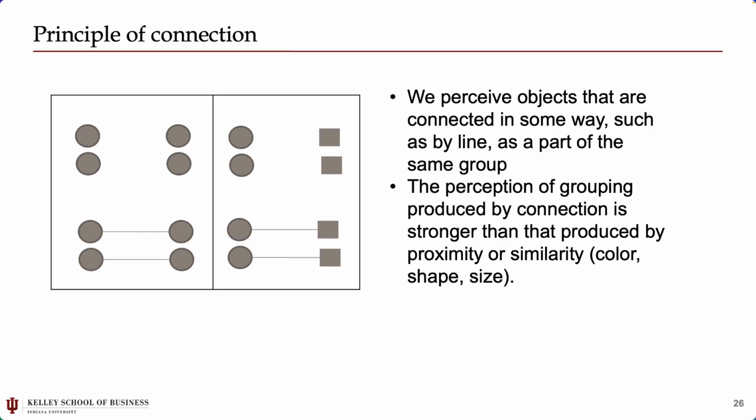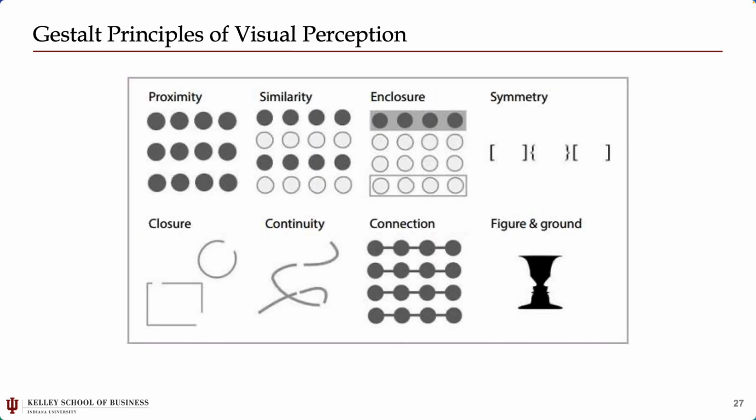Next is the principle of connection. Objects connected to each other are perceived to belong to the same group, and this is a very strong principle that overrides proximity or similarity. There are more Gestalt principles than we just covered. We use them intuitively already in our daily life. Now that we have gained awareness of these principles, let's use them consciously to enhance the effectiveness of the visual design.